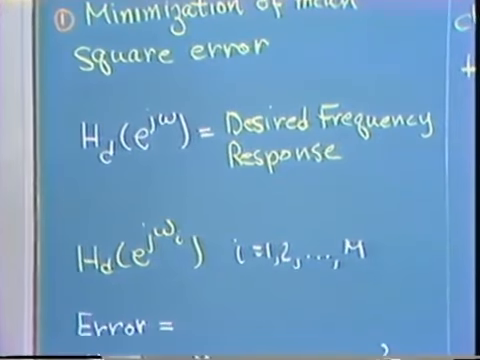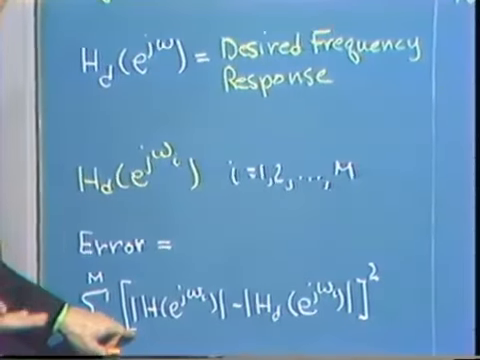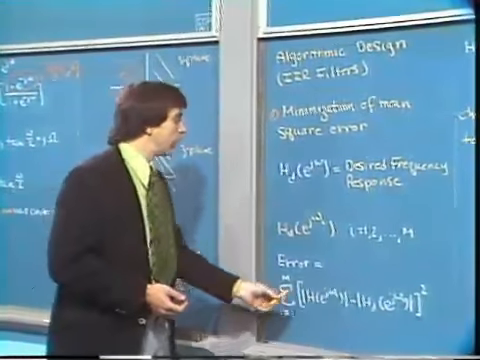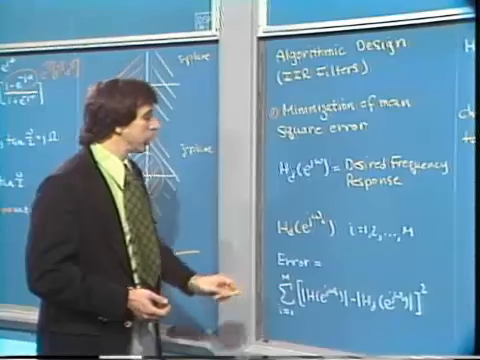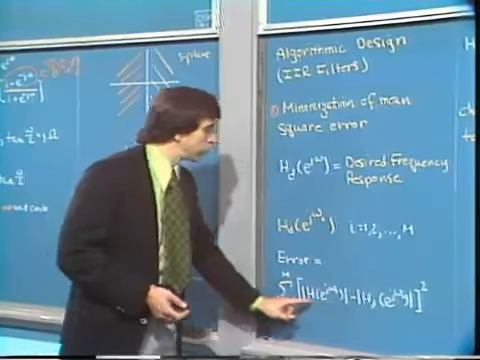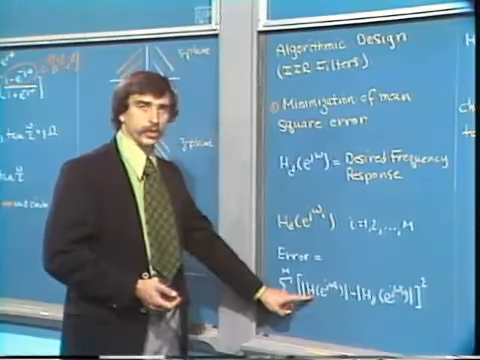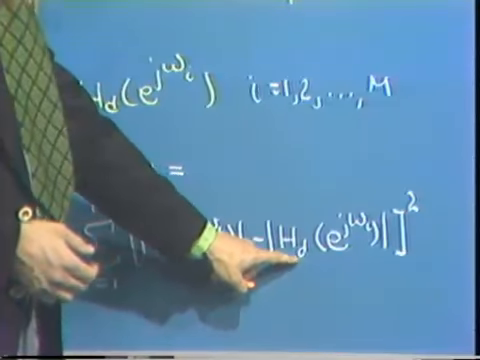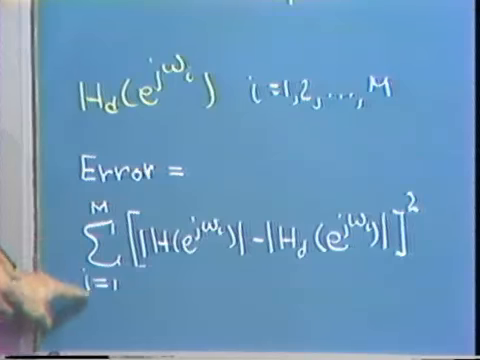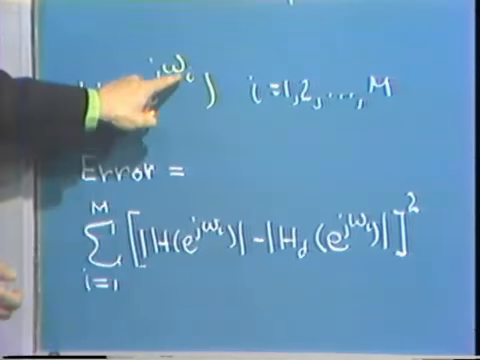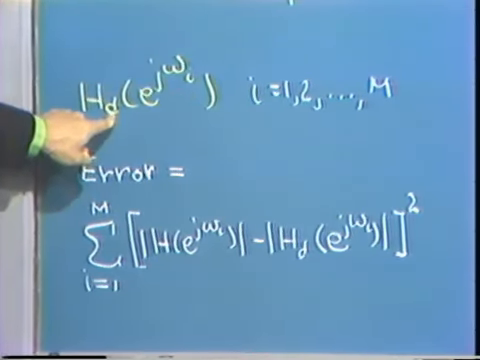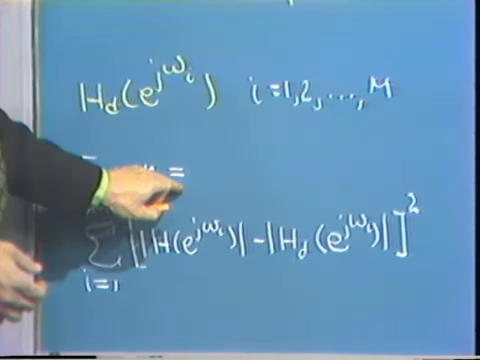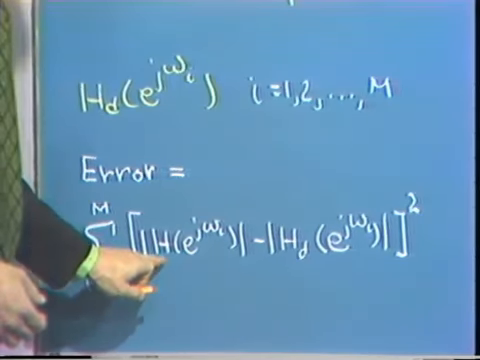The error then which we'll be using, or one error which is used, is the error that corresponds to minimization of the mean square error, is the mean square difference between the magnitude of the actual transfer function and the magnitude of the desired transfer function. So this error then, summed over the frequency points at which we specify the desired frequency response, is to be minimized. Well, how do we pick H?